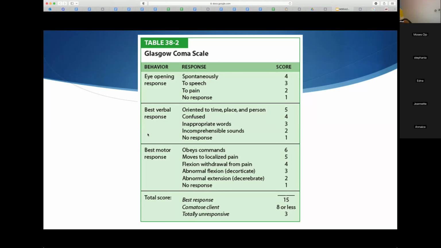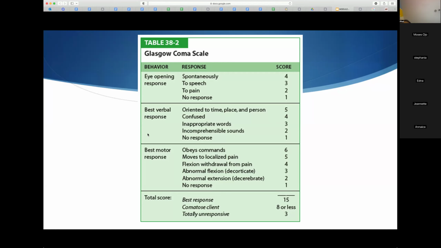Okay, so eye opening. If your patient opens their eyes on their own spontaneously, you give them a 4. If they open their eyes when you speak to them, that's a 3. If they only open their eyes when we induce some type of pain, that is a 2. No response, no matter what you do, you could shake them, they don't open their eyes, that's a 1. Notice that the lowest score in each category is a 1, so that's why the Glasgow Coma Scale goes from 3 to 15.